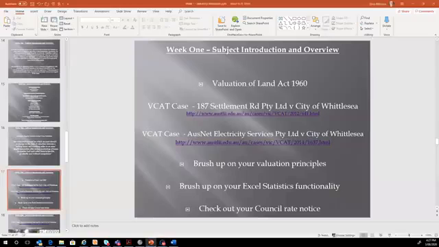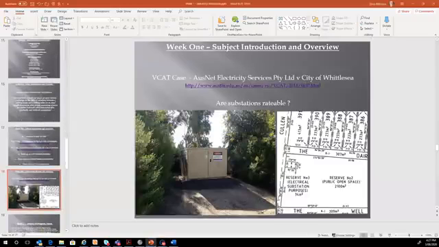Okay, so there's some things to do during this next week. In particular, look at the VCAT tribunal case of AusNet Electricity Services Proprietary Limited versus the City of Whittlesea. There's a link to the decision, and the question I will ask you, and see if you have an answer ready for me next week: are substations rateable? So in your opinion right now, what would you think about that? Is that a rateable property or a non-rateable property? And we'll go into much more detail in the next week or two.